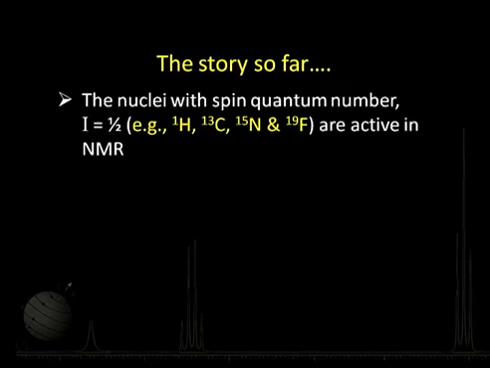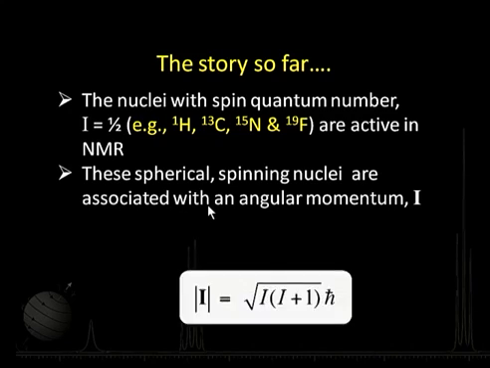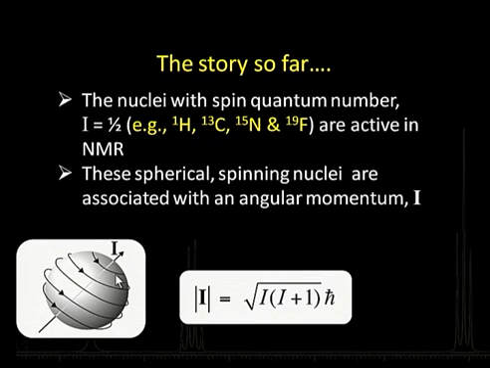What we did was, we have seen in the previous session that the nuclei with spin quantum number I equal to half, typical examples being 1H, 13C, 15N and 19F, are active in NMR. They are active in NMR because these are spherical nuclei which are spinning and have an associated angular momentum I, which is given by the following expression, and that is how we represent that.